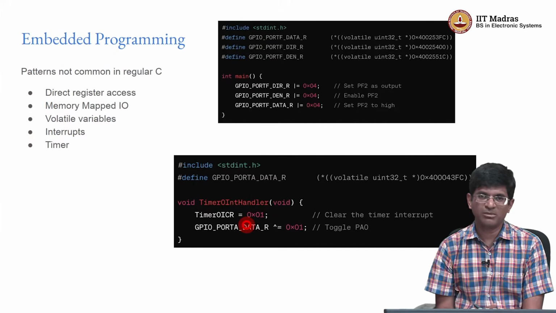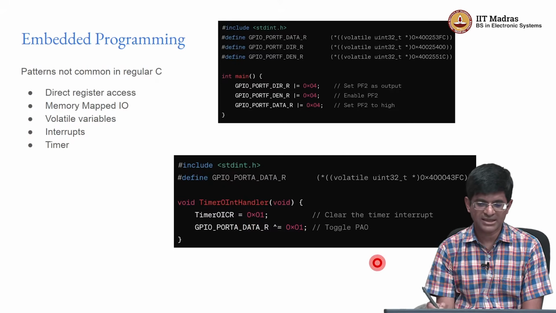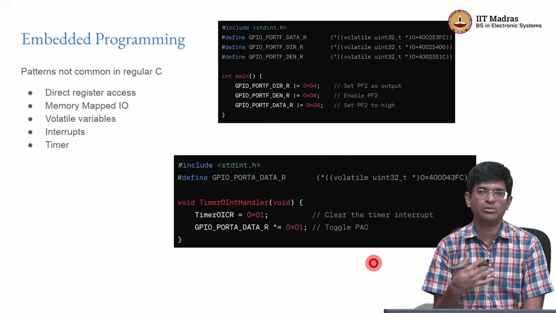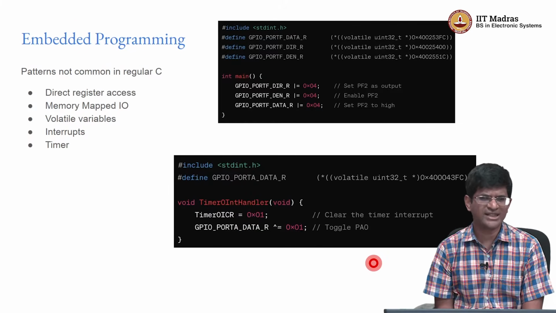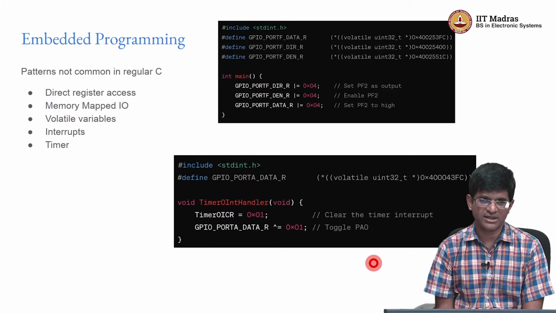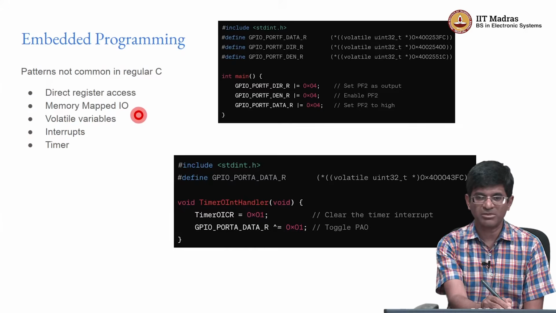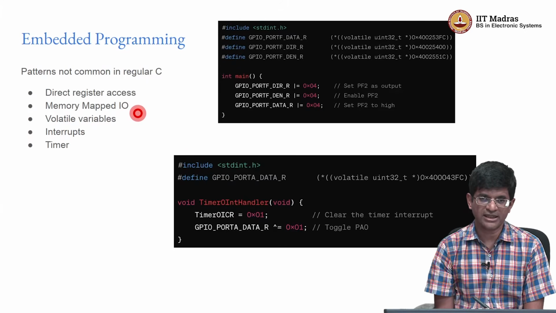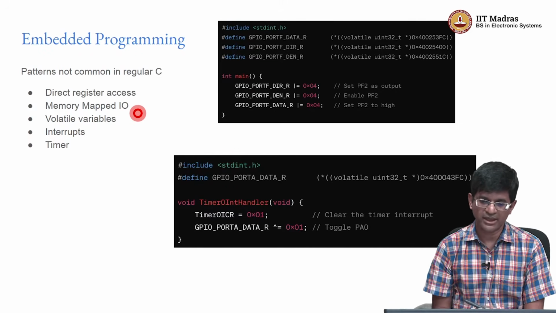Now, what exactly do we mean by embedded programming? There are a number of patterns that are used in embedded programming, and by pattern what I mean is a common repeated way of writing certain kinds of code which you will encounter in embedded programming, which are very rare or unlikely to happen in regular C code. These include things that require direct access to registers or memory, things like volatile variable declarations which you will almost never see in a regular program. A lot of interrupt related code.